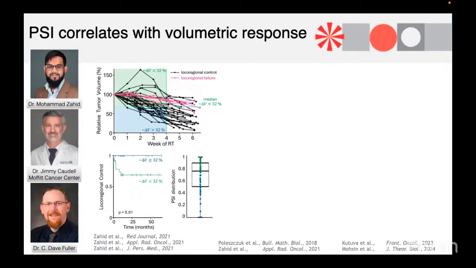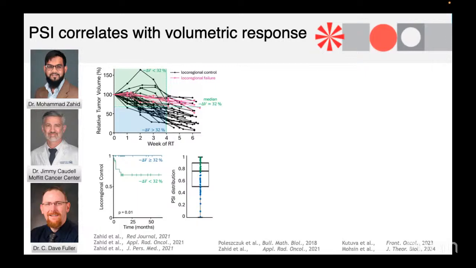And then Jimmy asked the question is, can we use early response dynamics to predict what the ultimate outcome will be? So he said, what about week 4, halfway during treatment? What's the median response? And the median response at week 4 was a tumor volume reduction of 32%. So you can see that all the patients who had a 32% reduction by week 4 or more, those were all color-coded in black. They're all local regionally controlled.